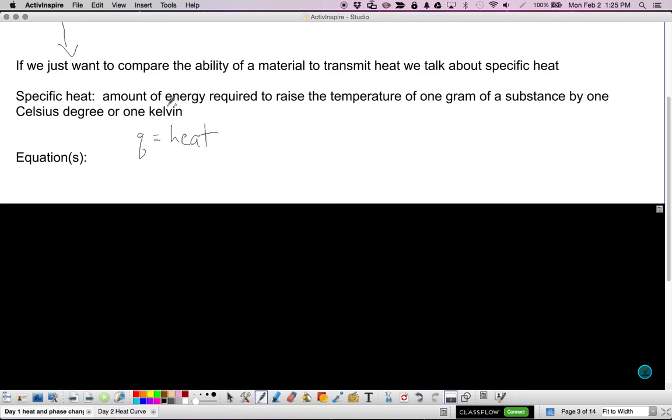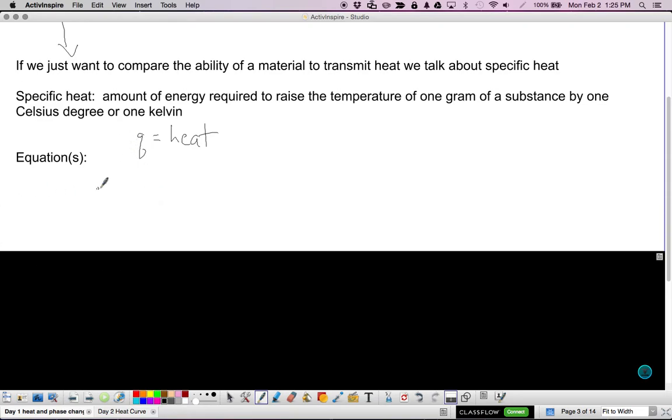All right? So Q is heat. So the specific heat, which has the symbol C with a subscripted p, is defined as the amount of energy, so heat, required to raise the temperature of 1 gram of a substance by 1 Celsius degree or 1 Kelvin.